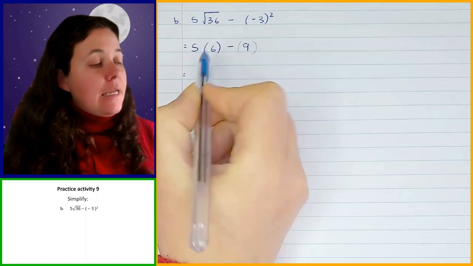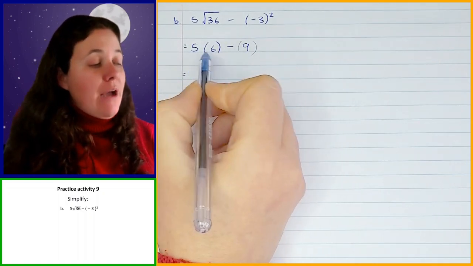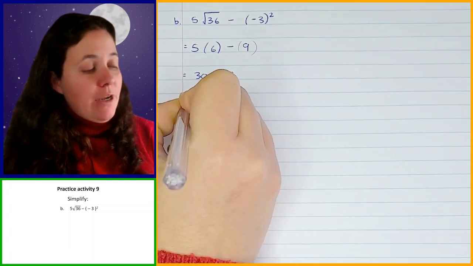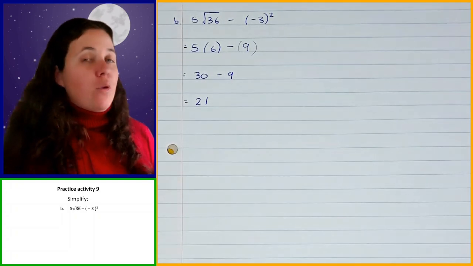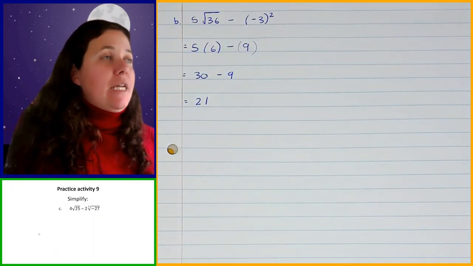Okay, now we're going to get rid of our brackets by doing our multiplication. So I've got 5 times 6 is 30, minus 9. And that gives me a final answer of 21. So for question B, you should have got 21. Now I'm going to give you 2 minutes again to work on question C.